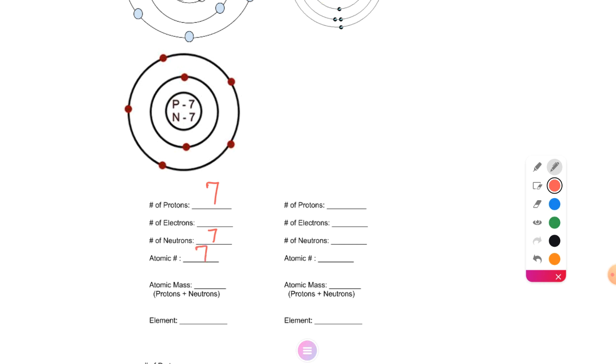How can I find my electrons in this atom? By counting how many are on the outer shell. Yeah, I count how many are on the outer shell. So I'm going to mark them as I count them. 1, 2, 3, 4, 5, 6, 7.